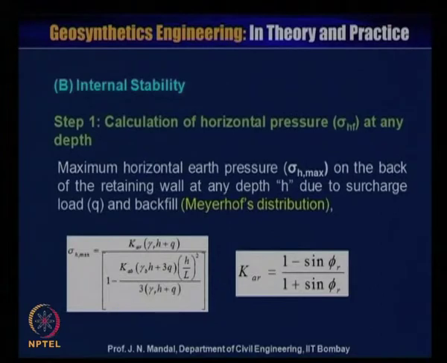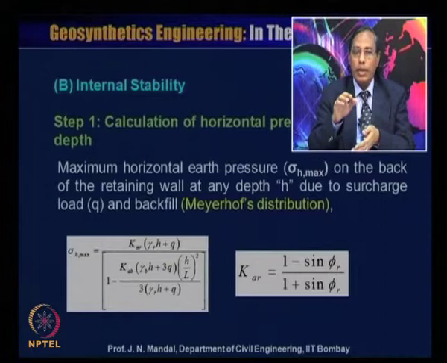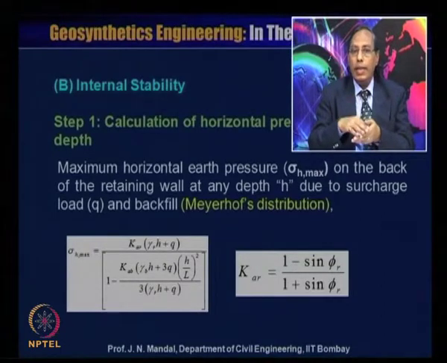So, now B is the internal stability. Step 1, calculation of the horizontal pressure sigma H at any depth. Maximum horizontal earth pressure, sigma H maximum, on the back of the retaining wall at any depth H, due to the surcharge load Q and the backfill, also considering the Meyerhof pressure distribution.